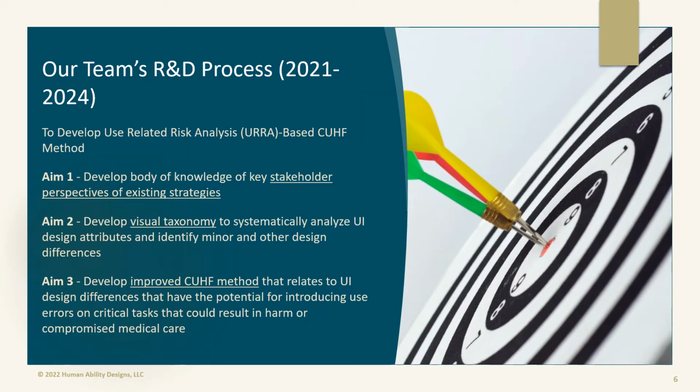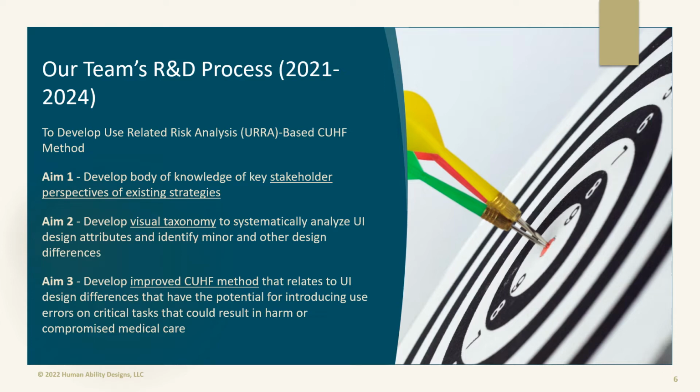Our team's research is a 3-year project where we're developing a use-related risk analysis-based comparative use human factors method with 3 aims that we're conquering. Aim number 1, we're completing a lit review and stakeholder interviews to develop a body of knowledge related to existing comparative use methods. Aim 2 relates to developing a visual taxonomy in order to help stakeholders systematically analyze the overall user interface design attributes to help identify minor and other than minor design differences. And Mary Beth will talk about that in a bit.